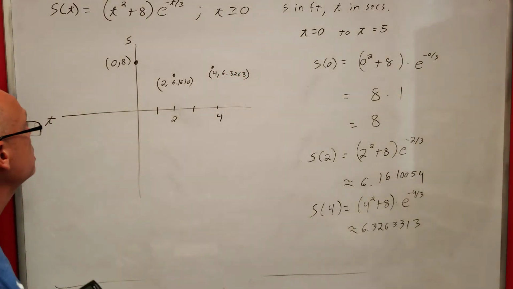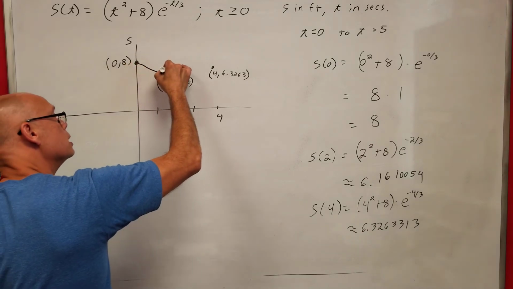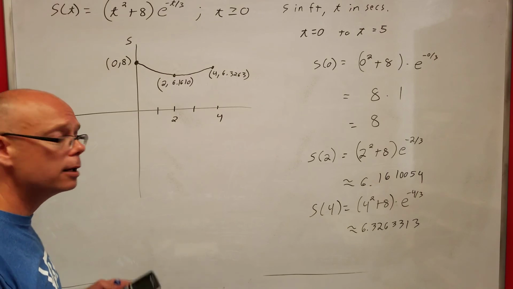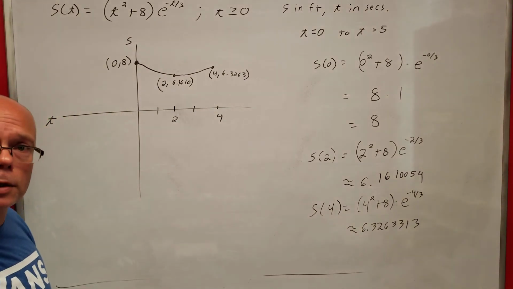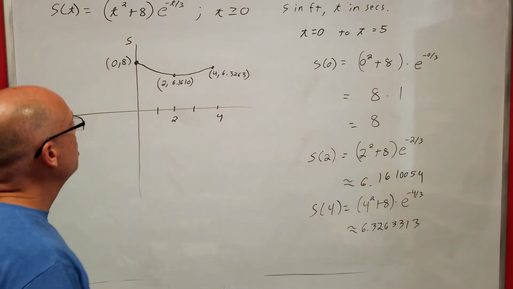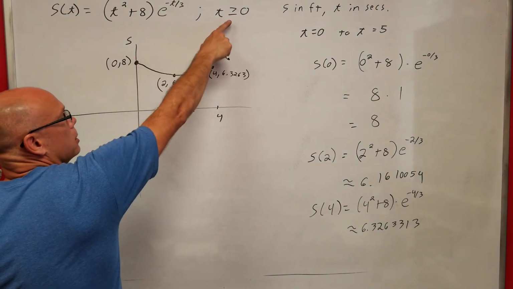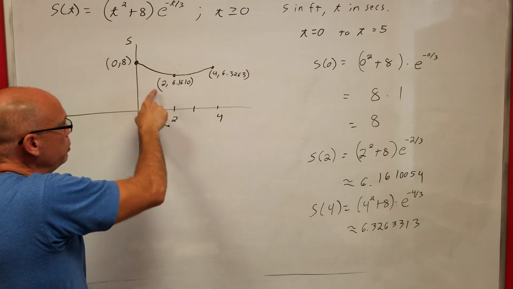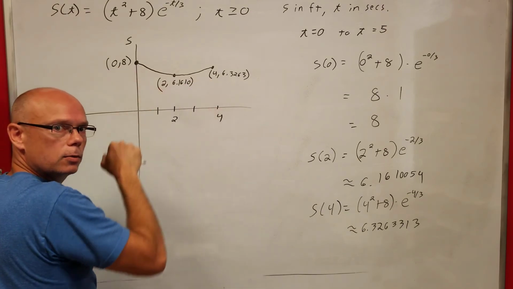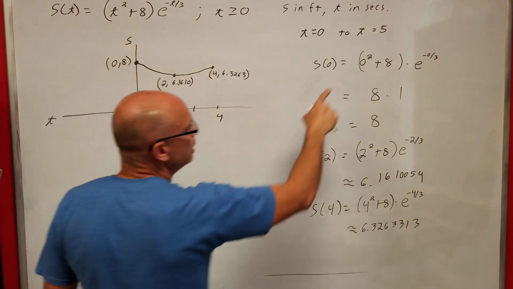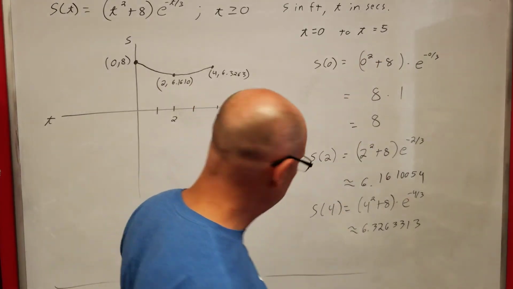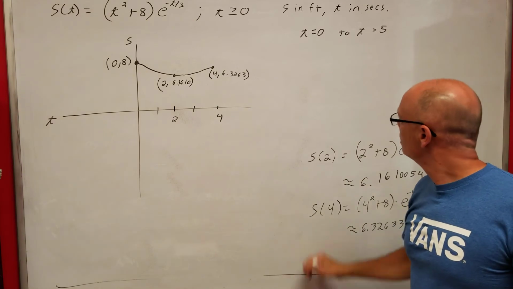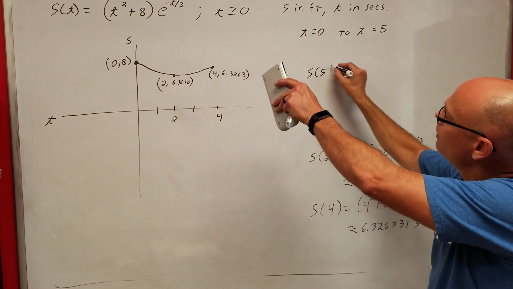And what else do I need? Okay, what's going on so far is I have a graph that might look like this. I don't care if it looks exactly like that. I'm just using this to find my total distance traveled. So I plot where I start, (0, 8). I plot where each one of my critical points were. Now I need to plot my end point at 5. So let's find S at 5.